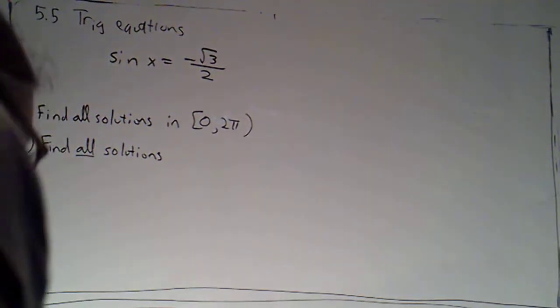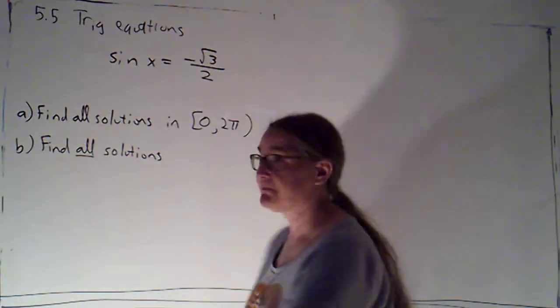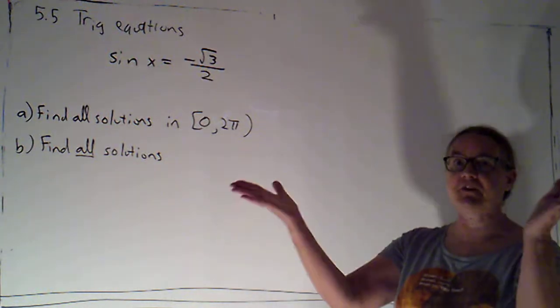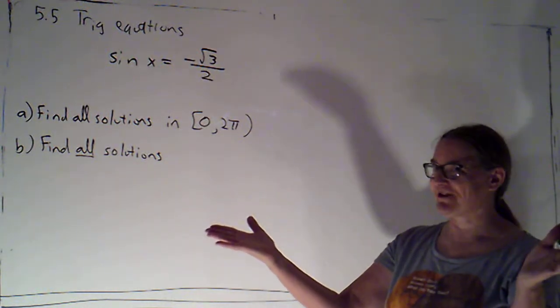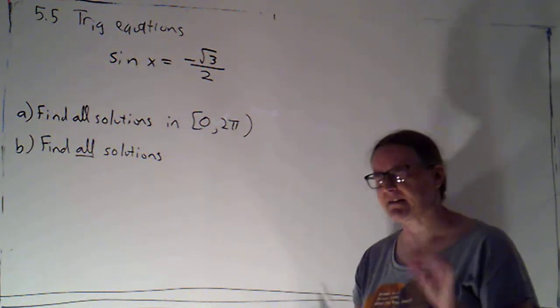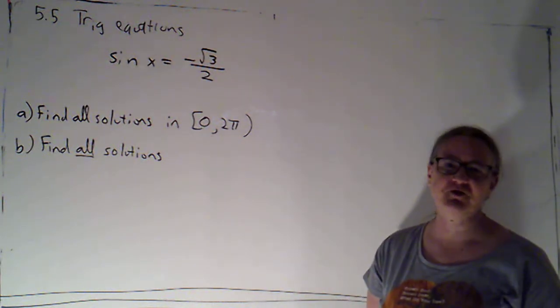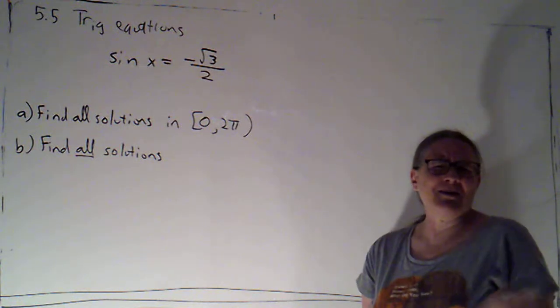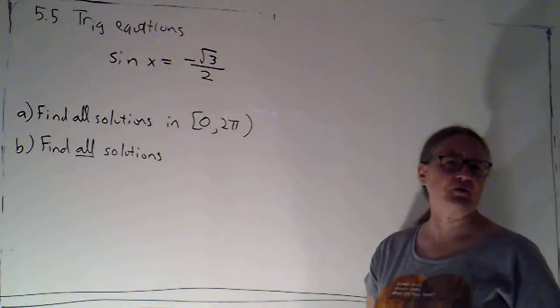Section 5.5 is about solving trig equations. A couple of important notes. First of all, 5.4 we didn't cover. That was part of the plan. That covers some sum to product and product to sum formulas for trig. Useful, but we tend not to use them a whole lot, so they weren't part of the curriculum.